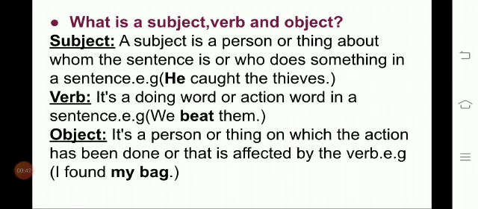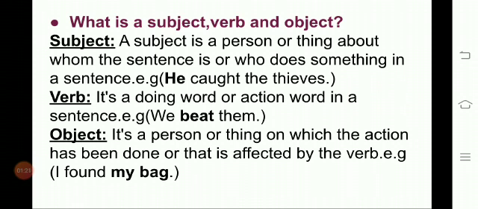Okay, students, first of all, we will see in detail what is a subject, verb, and object. I'll explain first of all about subject. A subject is a person or thing about whom the sentence is, or who does something in a sentence. For example, he caught the thieves. He is the subject in the sentence because it is the person who is doing something in the sentence, or the sentence is about he. So he is the subject in the sentence.